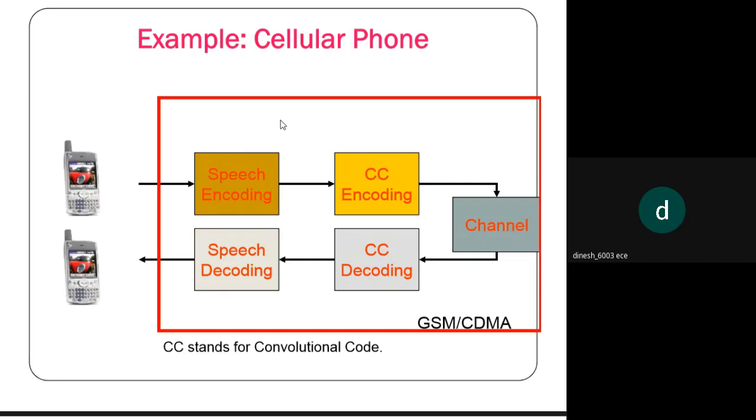Then those codes will be sent to the channel, and decoding will be done with the appropriate convolutional code decoder and the appropriate speech decoding system. And the technology used in mobile phones is GSM or CDMA. I think probably 15 to 20 years back, you would have heard about the 500 rupees Reliance phone. I think you may not be familiar. Your parents might be familiar.